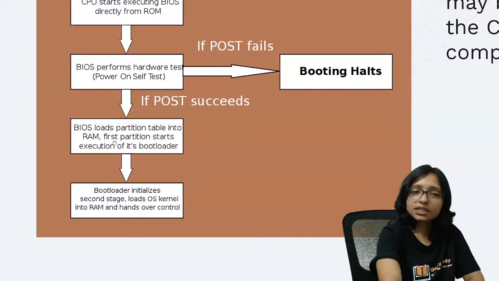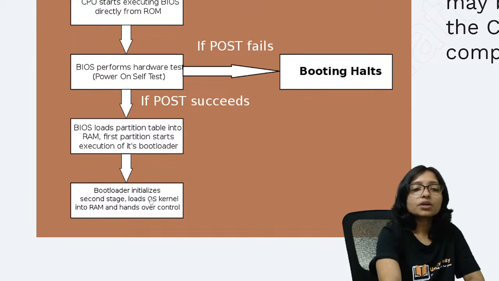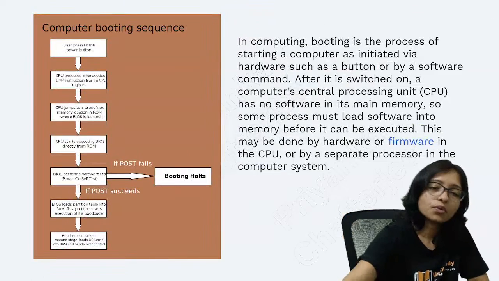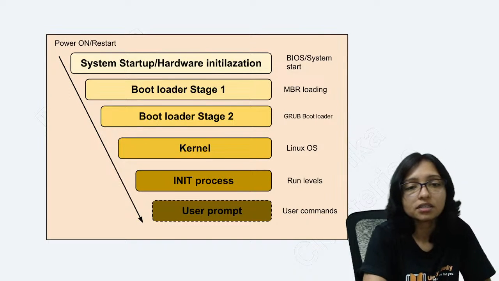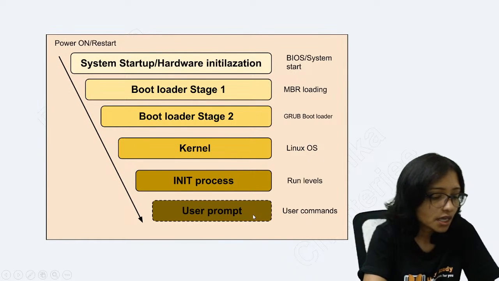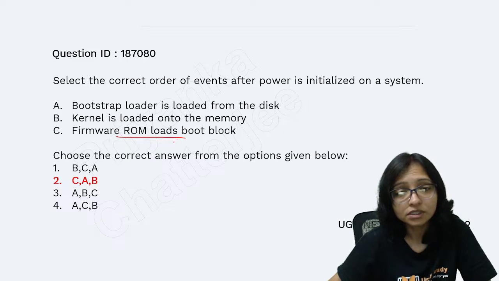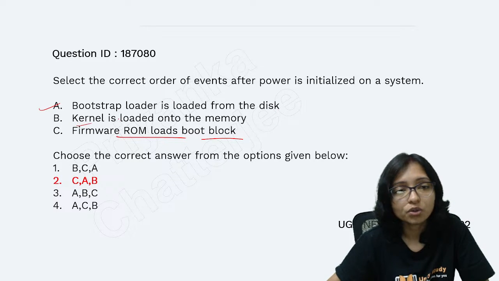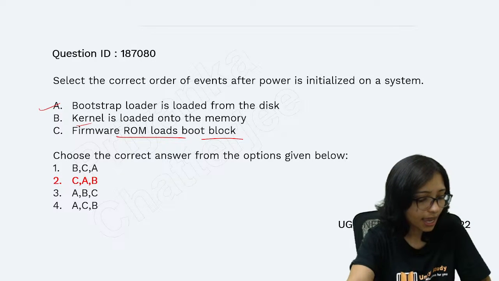After that, if it is a success, then the BIOS will go to the RAM. The first partition will execute the bootloader, then the bootloader will initialize the second stage, and after that the OS kernel. So these are the stages: system startup, then bootloader stage 1, then stage 2, then kernel, then init, then user process. That's why your answer will be: first it goes to the ROM to load the boot block, then to the bootstrap loader on disk, then to the kernel. These are the steps, right? So that's why your answer is C, B and A.